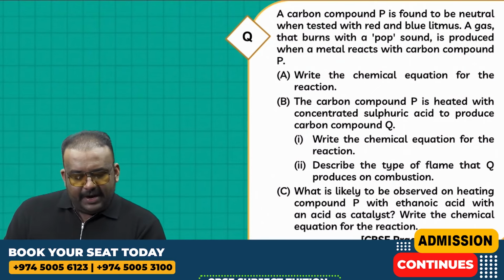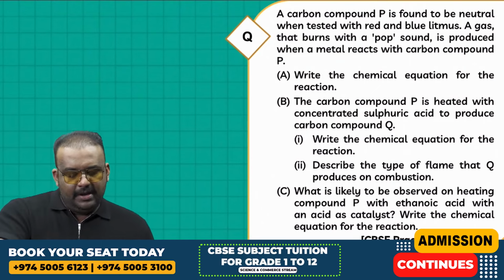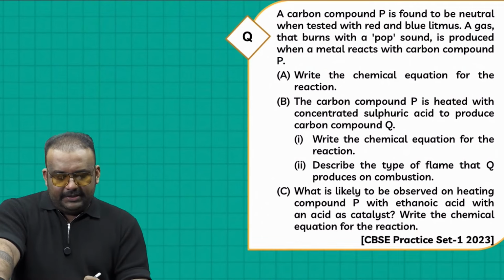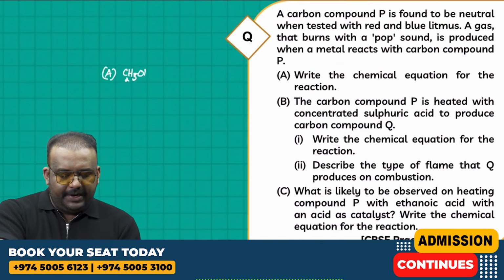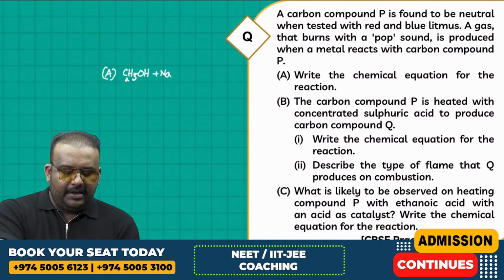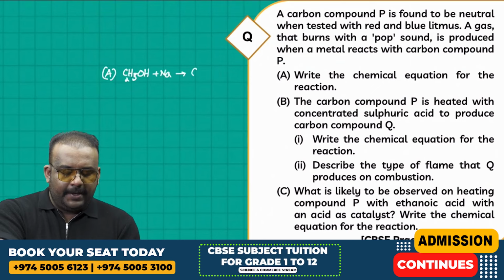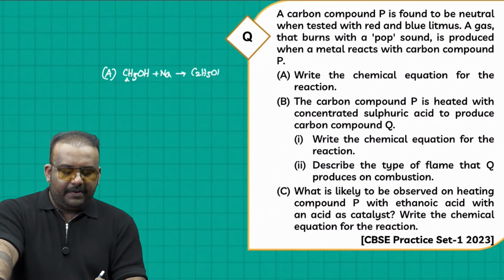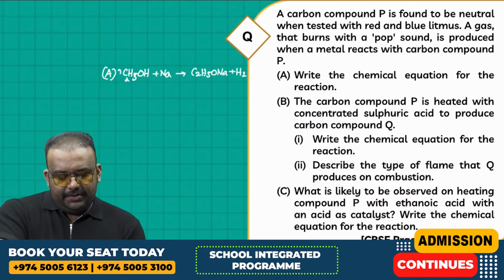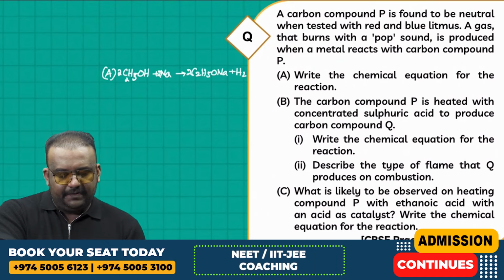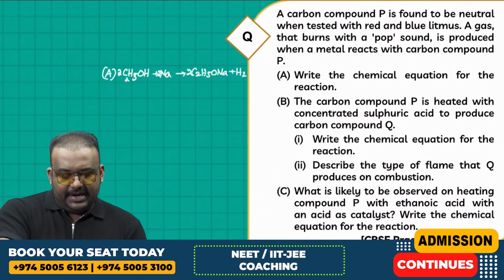So first thing, write the chemical equation for the reaction. The first reaction is what we wrote before: C2H5OH plus Na is going to give you C2H5ONa plus H2. Correct? This is the chemical equation. So 2 moles of this, 2 moles of this, 2 moles of this will give 1 mole of hydrogen gas.